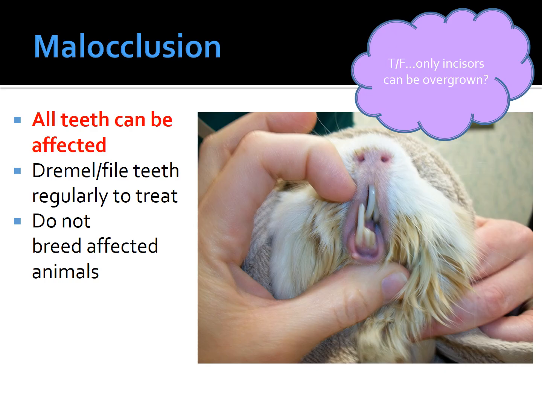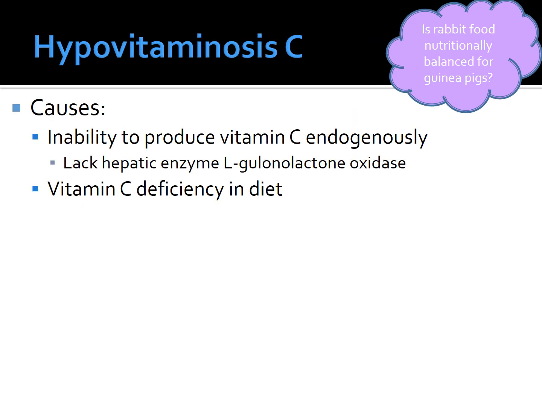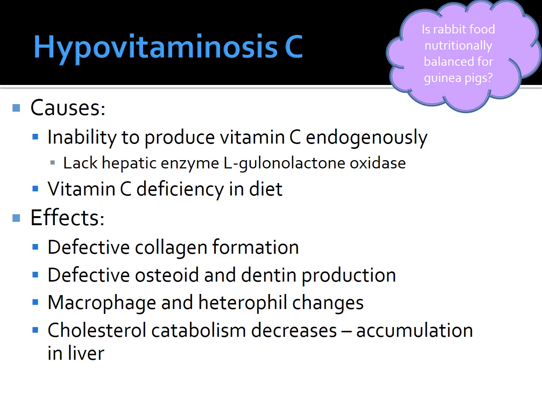In this guinea pig, I don't know if you can see, both of the upper incisors and one of the lower incisors are overgrown. Hypovitaminosis C is caused by a lack of vitamin C. They can't produce it naturally. This impacts collagen formation, so they'll get bruising, and it damages their bones, their teeth. They have macrophage and heterophil changes, and they're going to have problems with cholesterol.